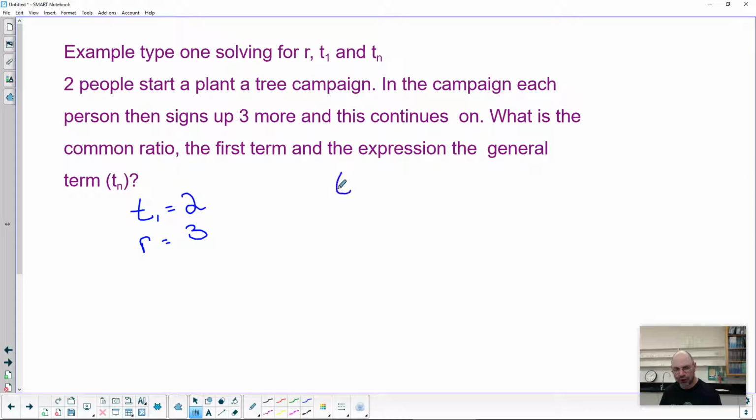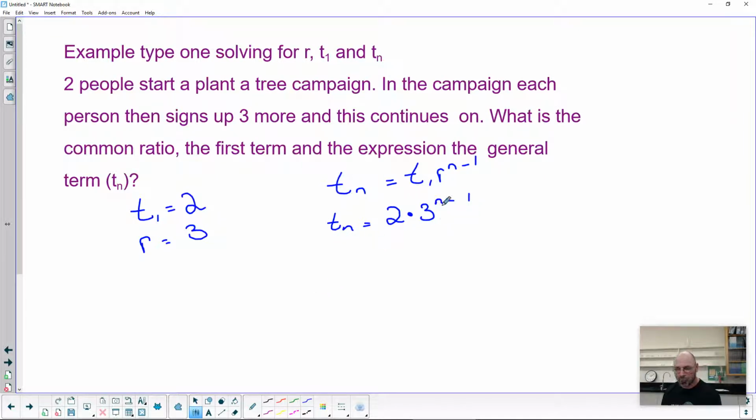So we know that for a sequence which is geometric, meaning that we're using multiplication, the general term is the first term times r to the n minus 1. We don't know what n is, so we'll just leave n blank. So Tn would then equal 2 times r, which is 3, to the n minus 1. I'm going to put a dot in here so we know that this is multiplied. So this is our general term.